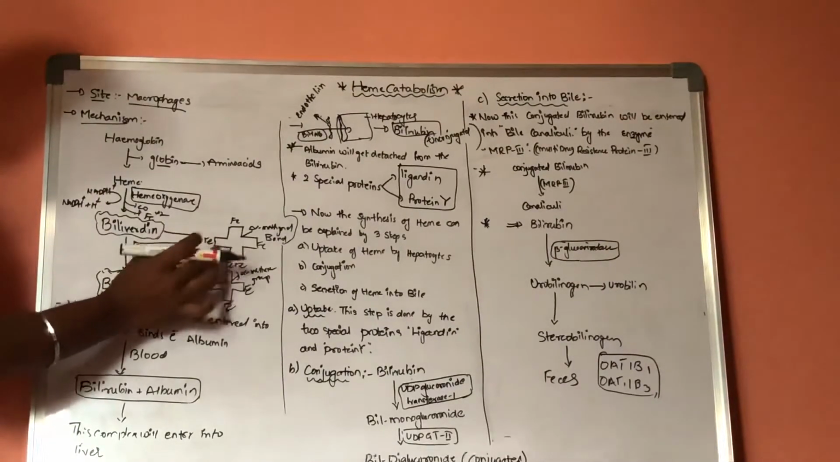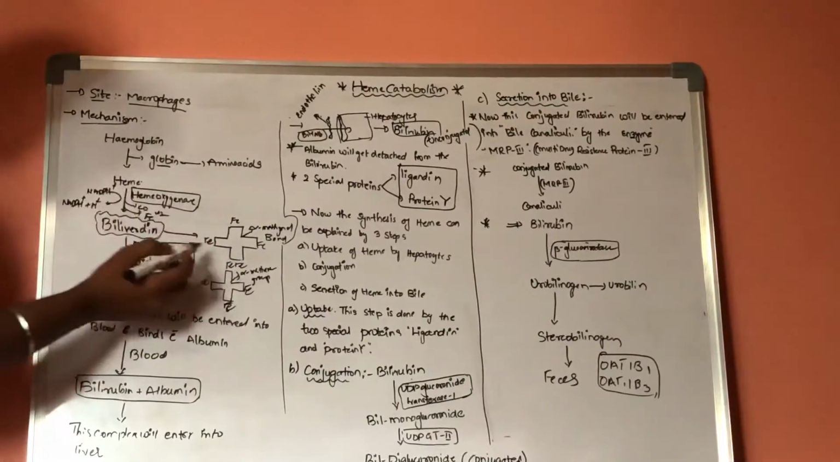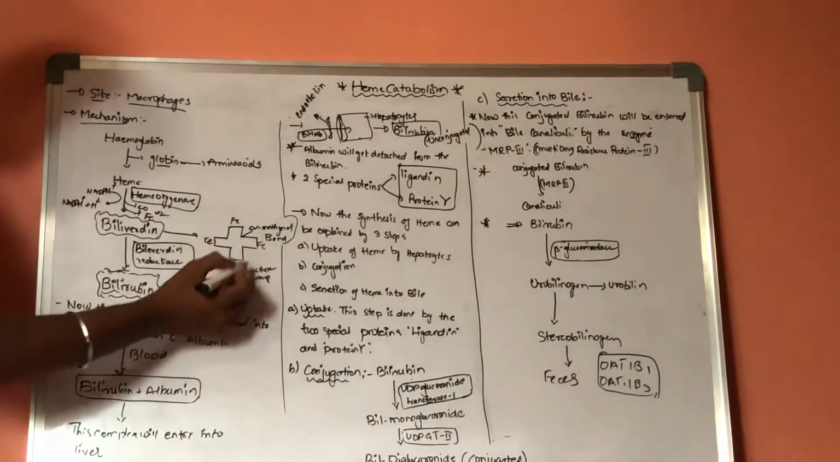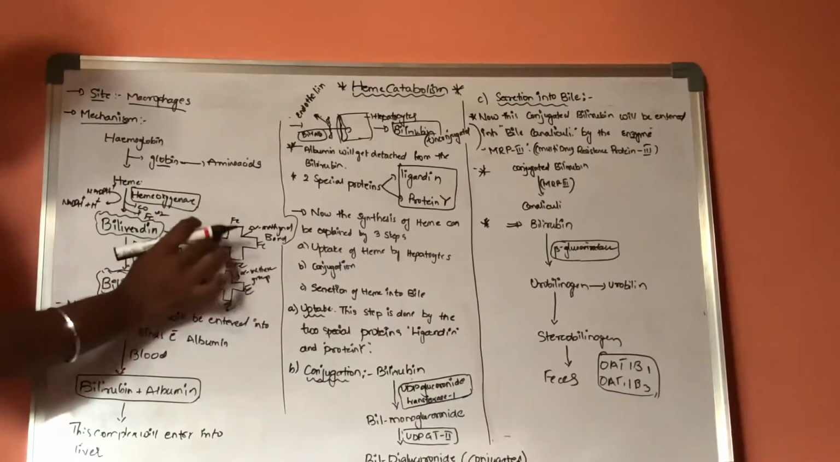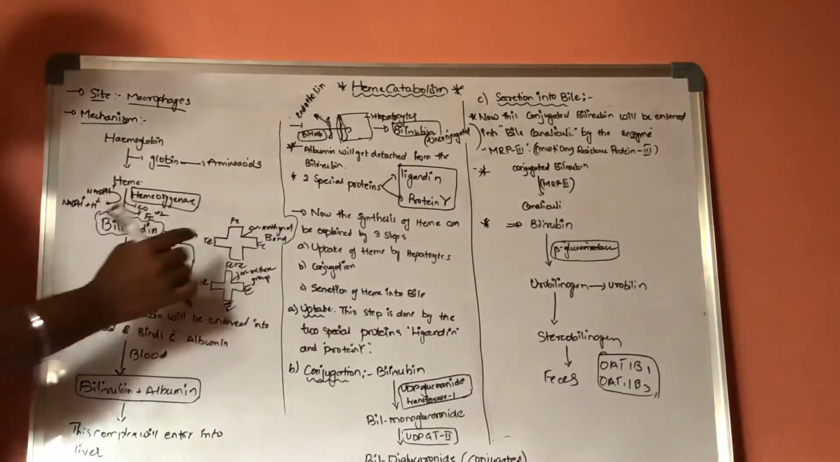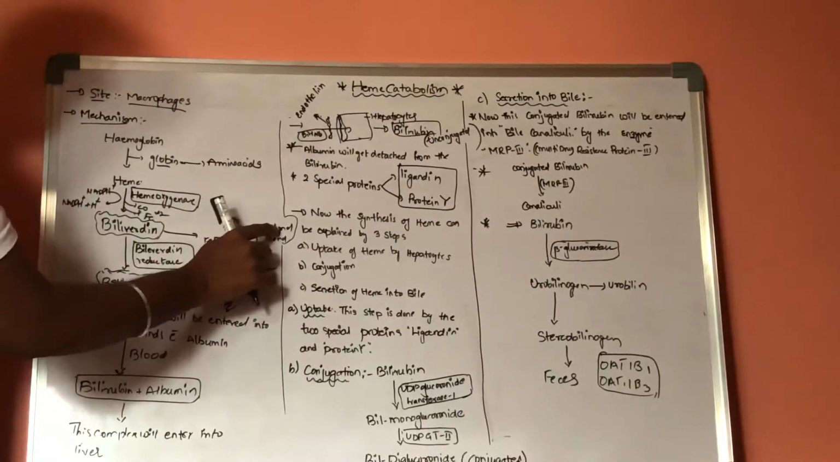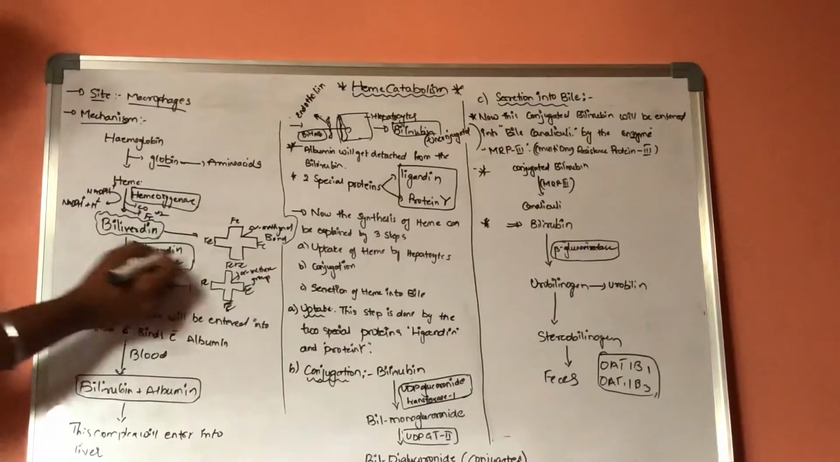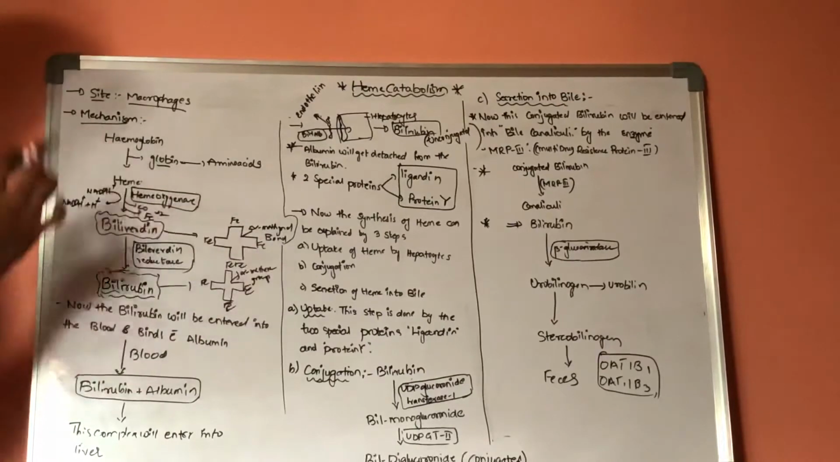Here, if we consider the structure of hemoglobin, it consists of 4 iron molecules. At one end of the hemoglobin, it consists of one bond called the alpha methylene bond. This is a structure related to hemoglobin.